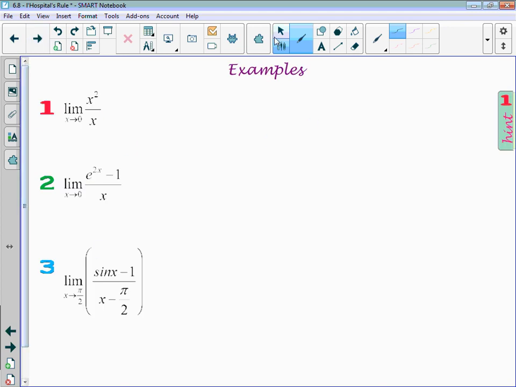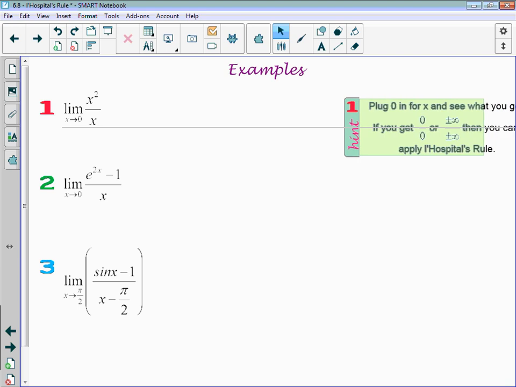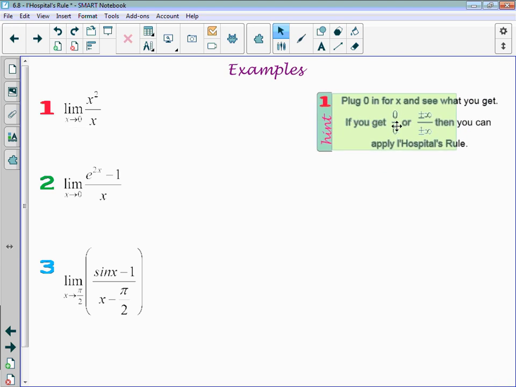Okay, this one is really nice and quick and easy. Our hint here, plug 0 in for x and see what you get. If you get 0 over 0 or infinity over infinity, you can apply L'Hopital's. The only thing, and we talked about this before, if L'Hopital's applies, you need to write therefore L'Hopital's applies. So if I plug in 0, I get 0 over 0, therefore L'Hopital's applies.